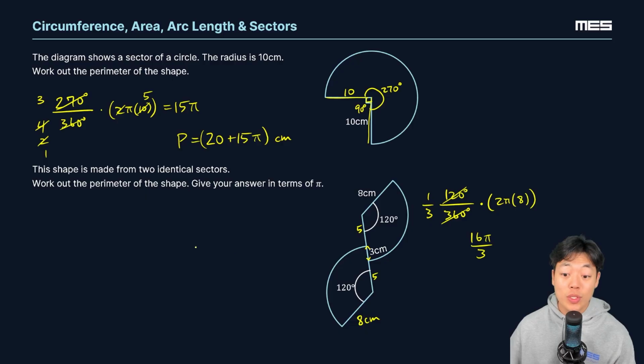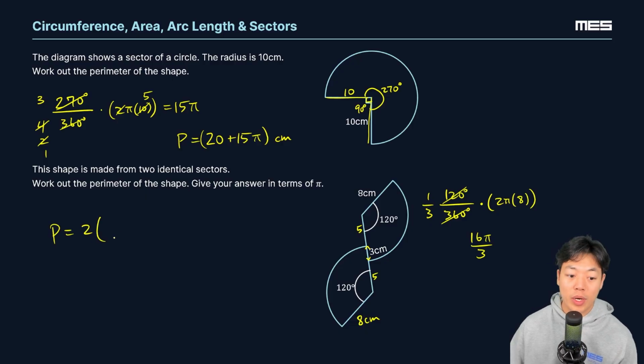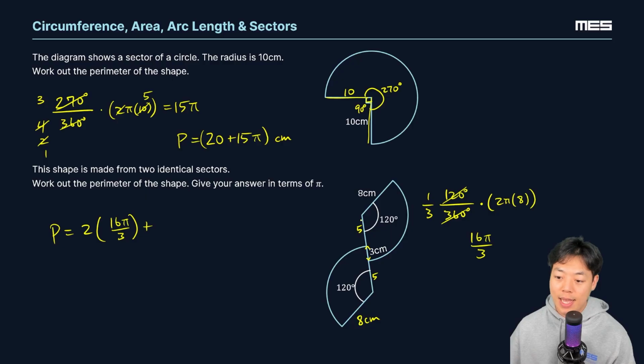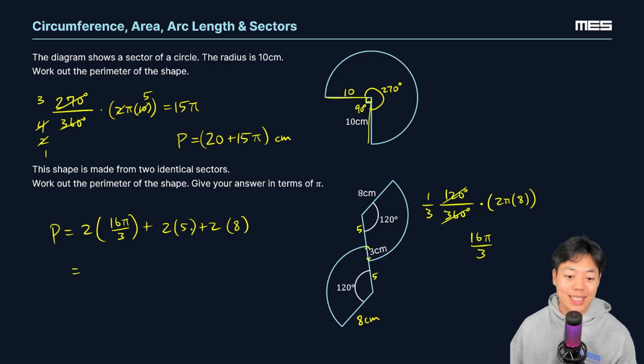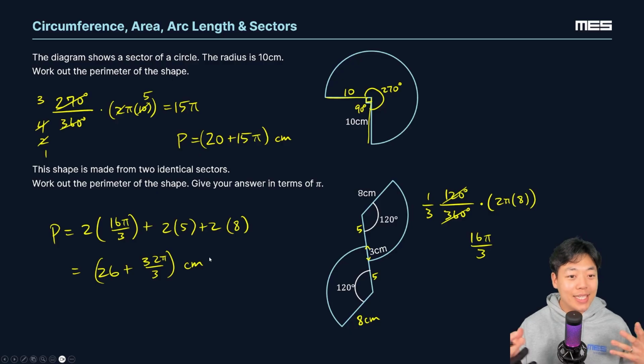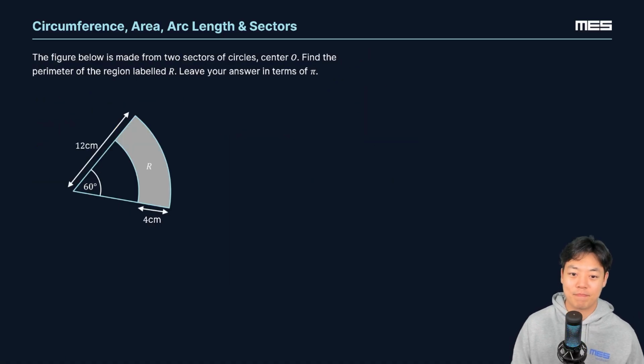Well, we have two sectors here, so the perimeter will work out to be 2 times 16 pi over 3 plus 5 twice and 8 twice as well. If we add these all up, 16 plus 10 is 26 plus 32 pi over 3, and all this will be in centimeters, and there's our perimeter. This is how we combine different concepts, and the SAT loves to do that.